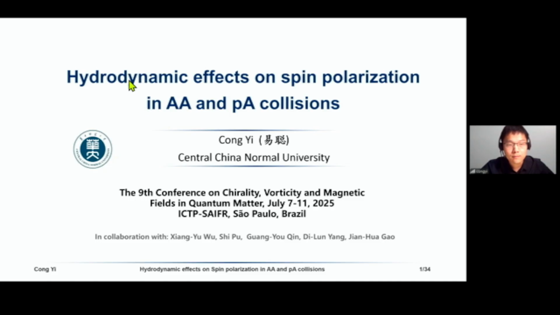The title of my presentation is the hydrodynamic effects on spin polarization in AA and PA collisions. This talk will include our newest numerical results about the spin polarization across the Beam Energy Scan region and the STAR fixed target program.